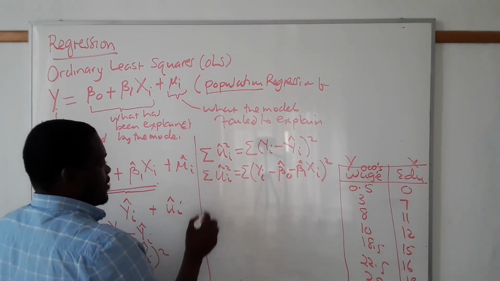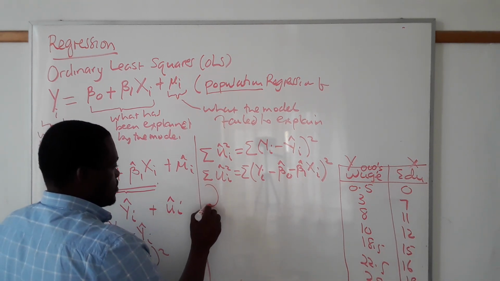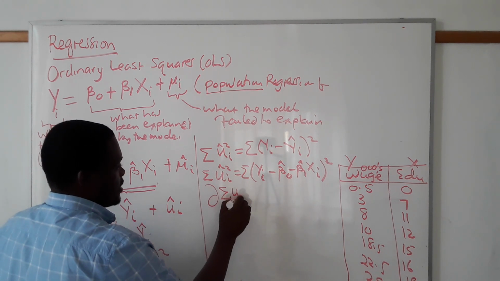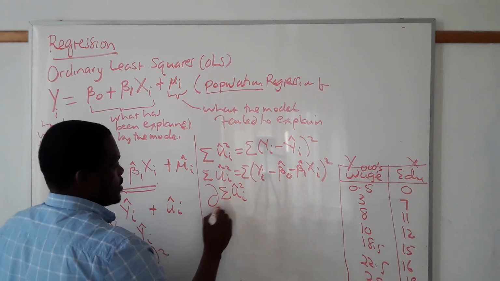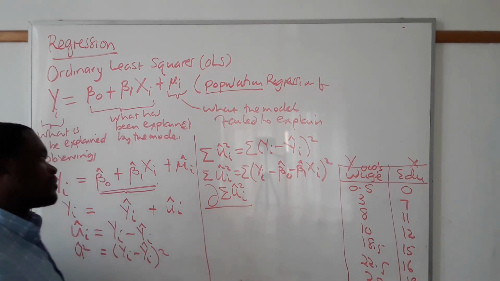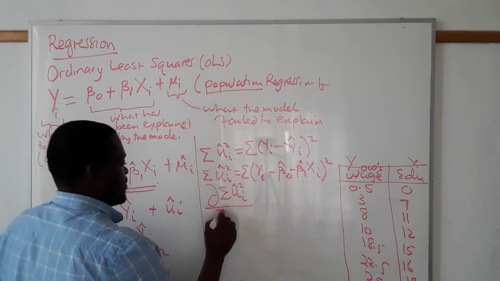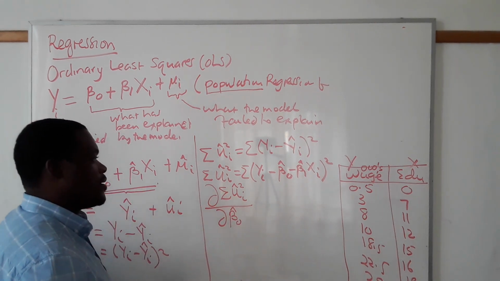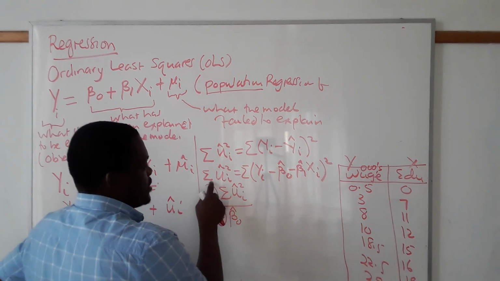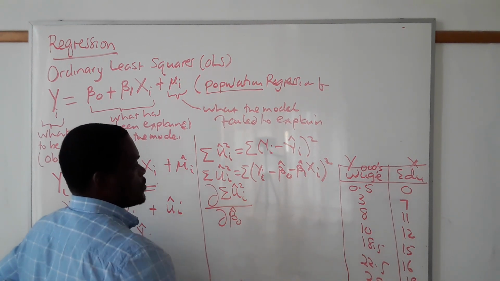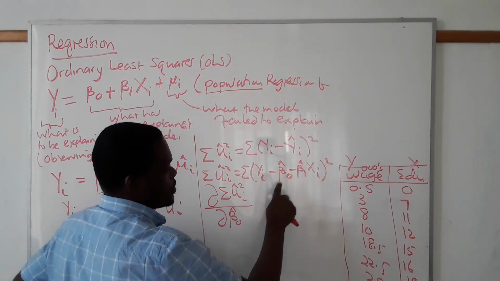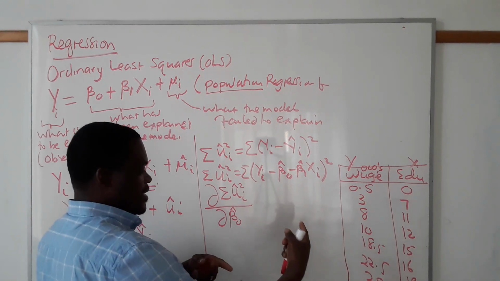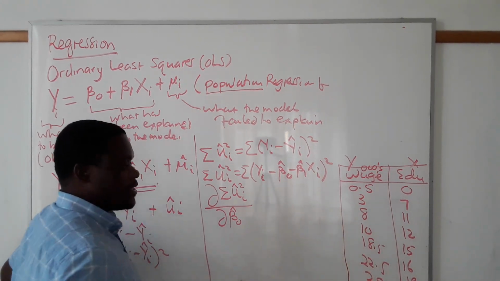So the method of calculus requires us to do some partial differentiation. If you didn't do maths in high school, you just have to bear with us, but I think you'll be able to cope. So we have to differentiate this residual sum of squares with respect to each of these unknowns, and we do that in turns. We first do it with respect to beta naught.